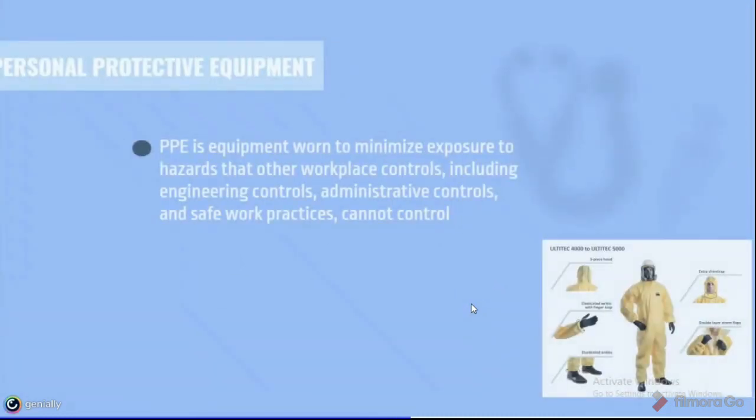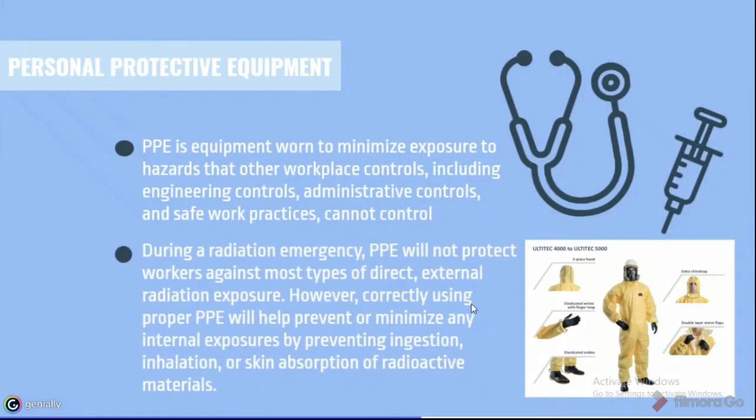Personal protective equipment, PPE. PPE is equipment worn to minimize exposure to hazards that other workplace controls, including engineering control, administrative control, and safe work practice, cannot control. During a radiation emergency, PPE will not protect workers against most types of direct external radiation exposure. However, correctly using proper PPE will help prevent or minimize any internal exposure by preventing ingestion, inhalation, or skin absorption of radioactive material.